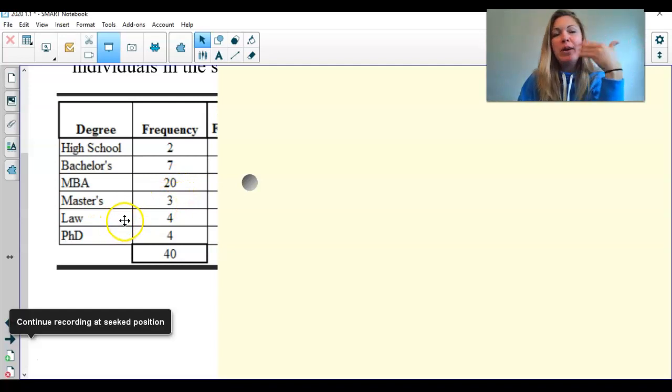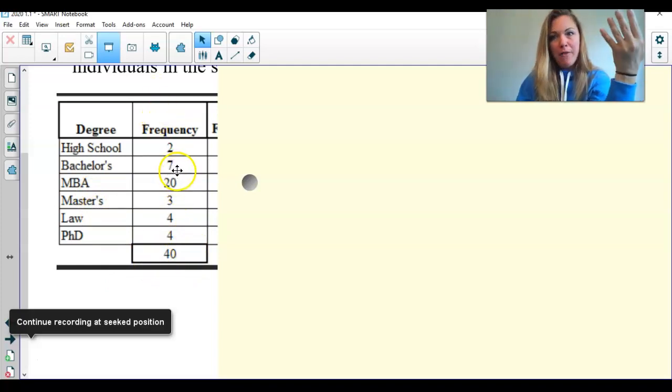So that was going through it quick, I'm sorry, and that happens to people quite a bit. They'll say, oh, I have a two-way table. No, this is actually just a one-way table, right? I have the highest degree someone has obtained out of 40 individuals, okay? So we have the frequency. So the frequency is how often we counted that.